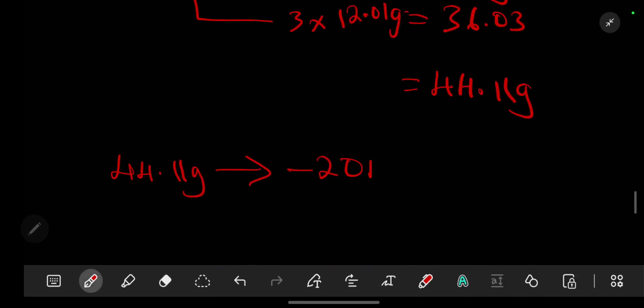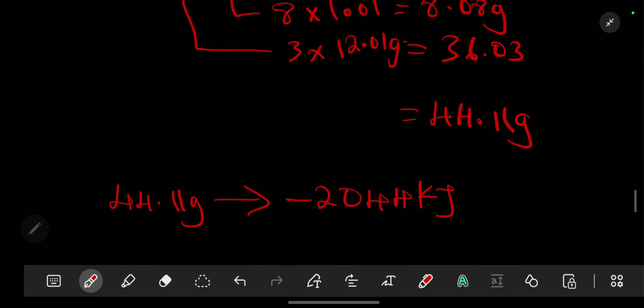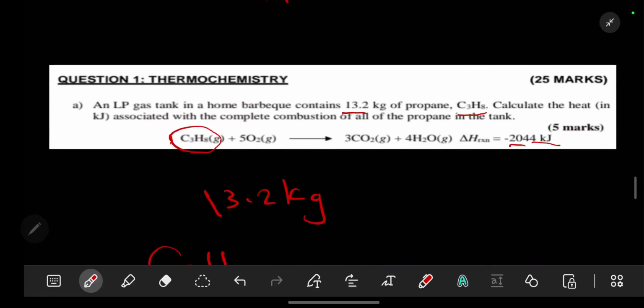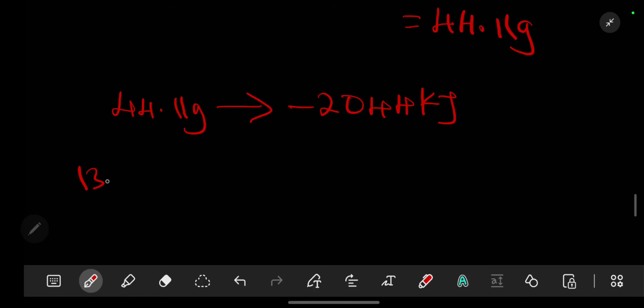So we have 2044 kilojoules. Is it kilo? Yeah, kilojoules. Then what if you have the 13.2 kilogram? Now remember it has to be in grams. So the kilo, be careful. Just remember that kilo is 10 to the power 3. Then you say grams. That means you have converted.